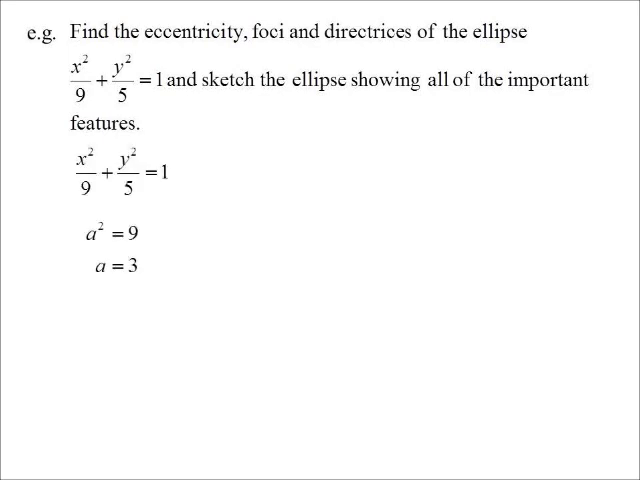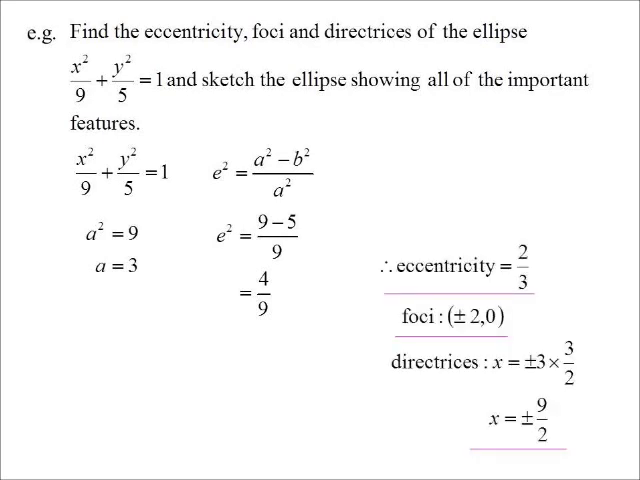We know that a is equal to 3 in this case, because a squared is 9. Eccentricity we said was a squared minus b squared on a squared. b squared would be 5. We have 4/9 is e squared. So eccentricity is 2/3. We should be able to find the other things quite easily now, because the foci is just a times e, so (plus or minus 2, 0).